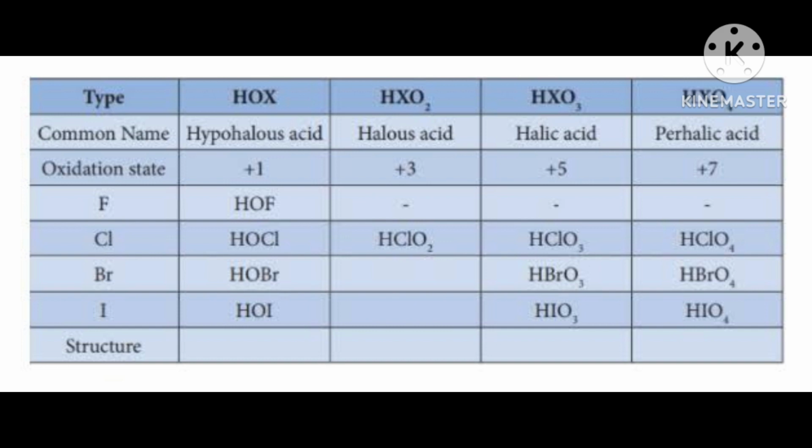The other halogens form several oxoacids. Most of them cannot be isolated in pure state. They are stable only in aqueous solution or in the form of their salts. I will tell the oxoacids of halogens in a little detail, and their structures also.